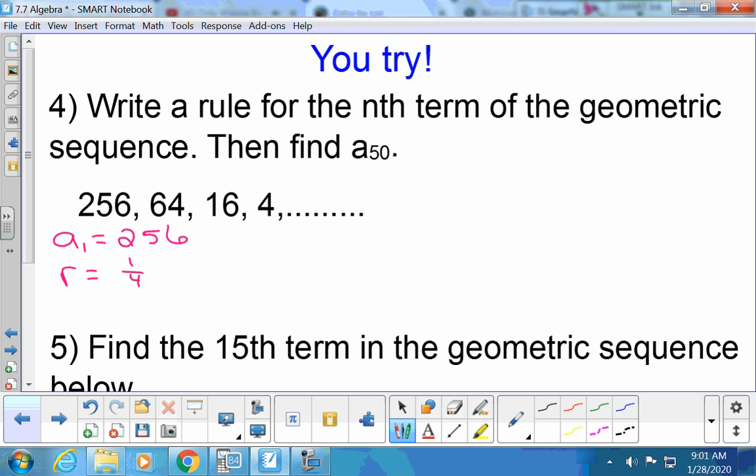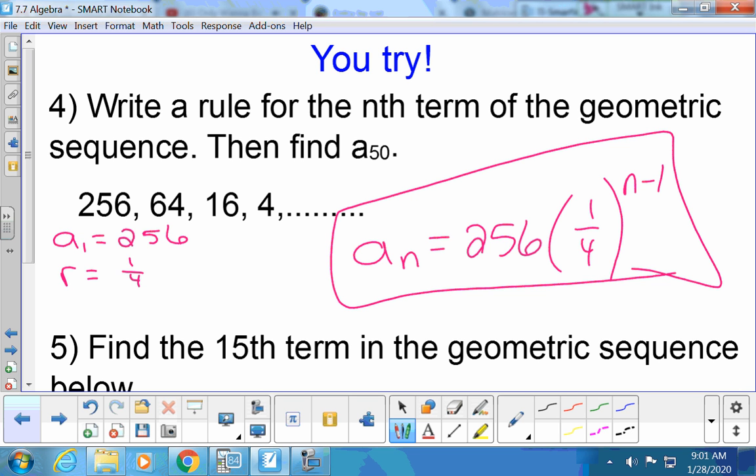All right, let's read our formula out. Formula of the day. A1, 256. R, 1/4. Now this is where you would want to use the parentheses on the calculator. And then the exponent and -1. Hey, I want everybody all by themselves on their calculator to find me A50, the 50th term of the sequence. Find the 50th term of the sequence all by yourself on the calculator.